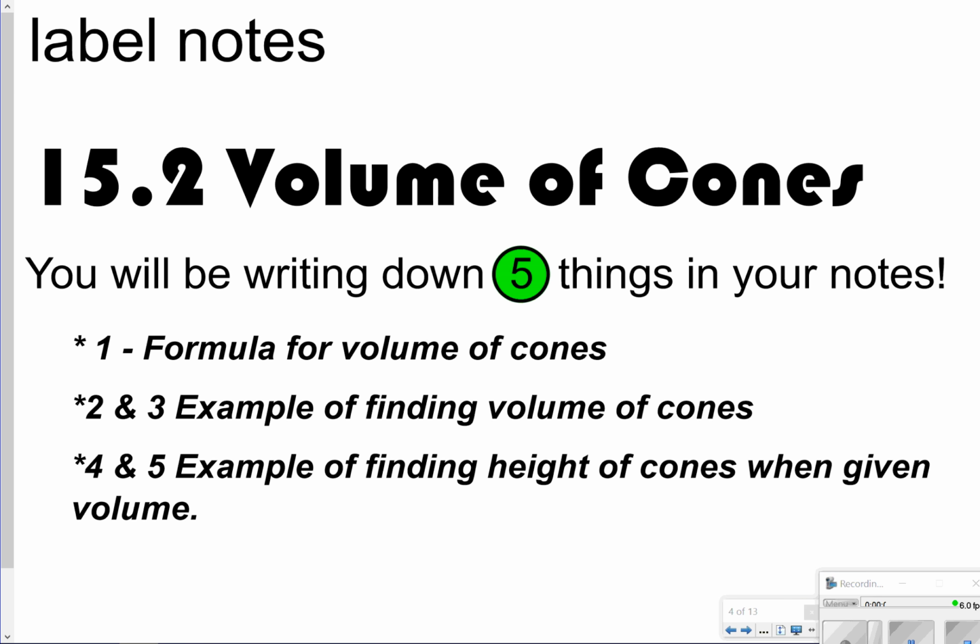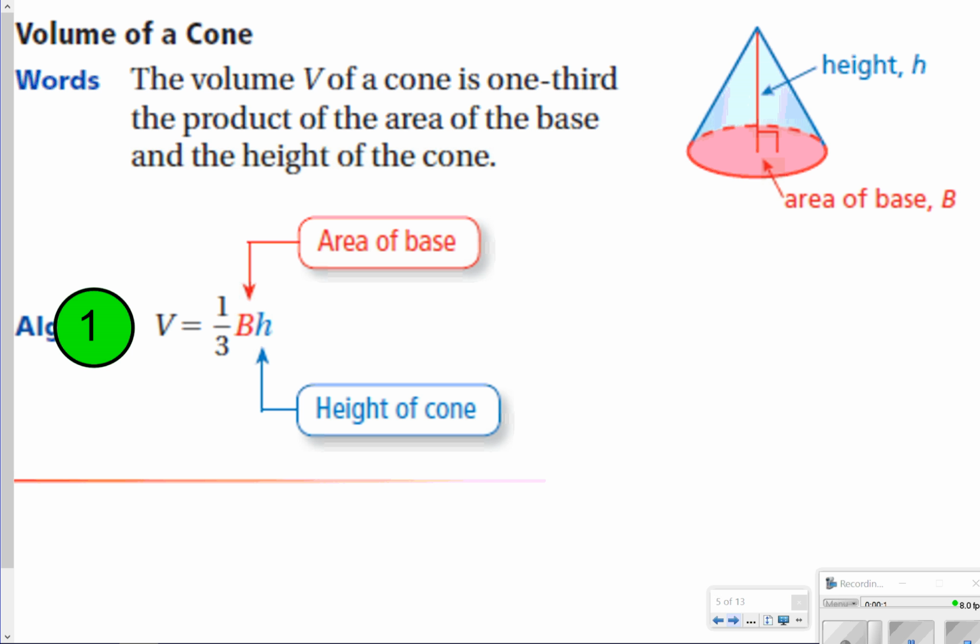Today's lesson is going to be 15.2, the volume of cones. We're going to be looking for 5 things to write down in your notes, so let's go ahead and get started. The first thing we want to know is, what is the volume of a cone?